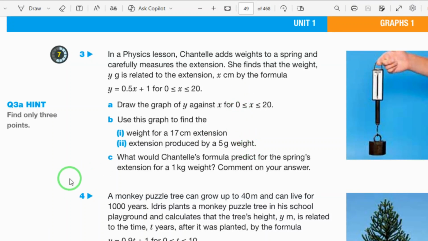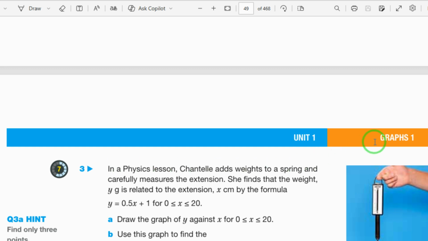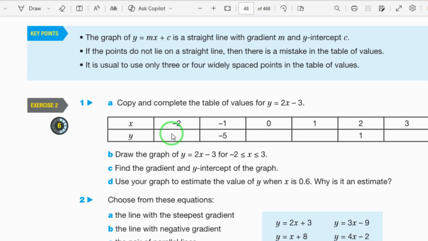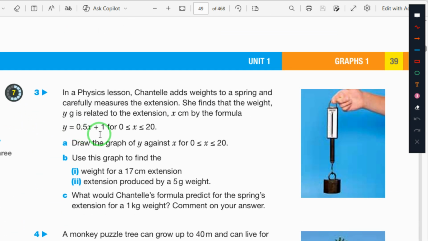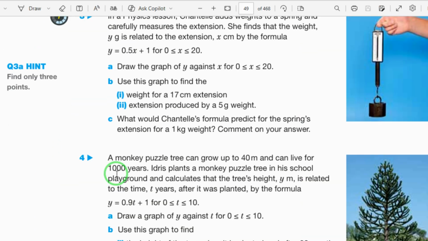Today we are going to work out exercise 2 from the Excel book, pages 38 and 39. Starting from here, we are going to work through all of this exercise in this lesson.